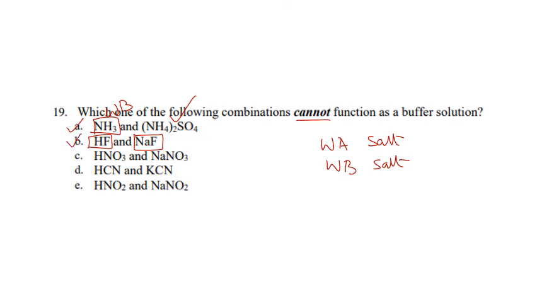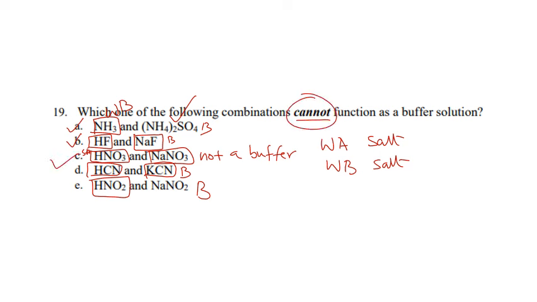First one can be a buffer, second one can be a buffer, and the third one is a strong acid, which is not under our definition. So this is not a buffer. It cannot act as a buffer. The next one is a weak acid and its salt, so it is a buffer. HNO2 is a weak acid and NaNO2 is its salt, so this can also act as a buffer. So the answer is going to be C, because they are asking which cannot function as a buffer.